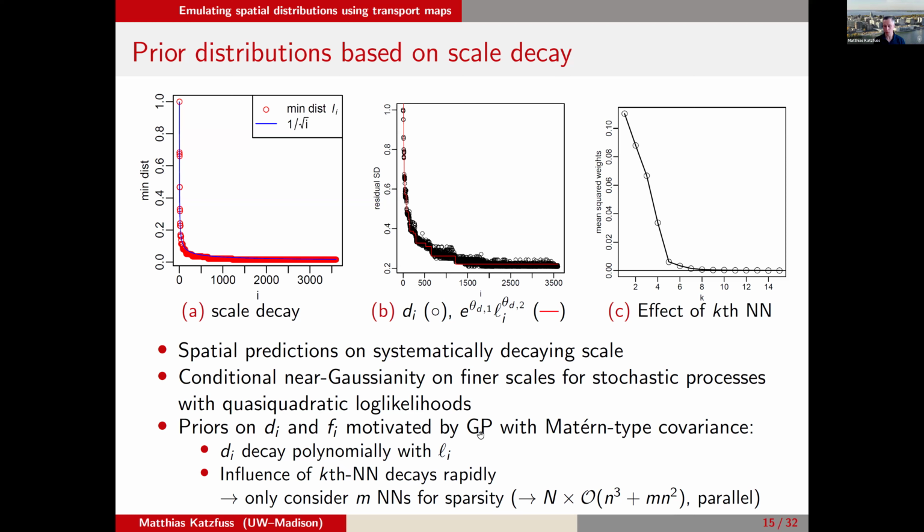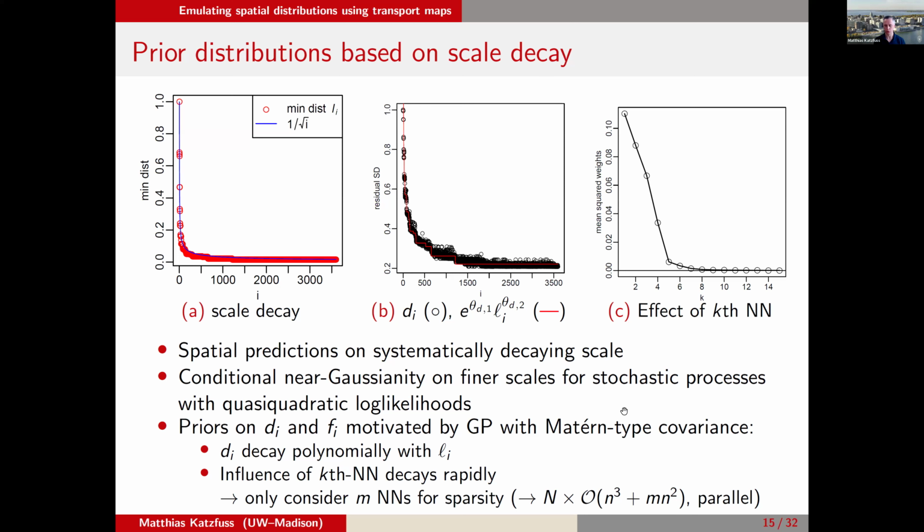And so what happens for a Gaussian field with a Matern type covariance for this DI and FI? Well, specifically for the DI, they decay polynomially with Li. So you can see here the black dots are the DIs as a function of i, and the red line is something times Li to the power something, where that something is fitted to the data, and we get roughly that decay. So we use that to inform our prior for the DI.